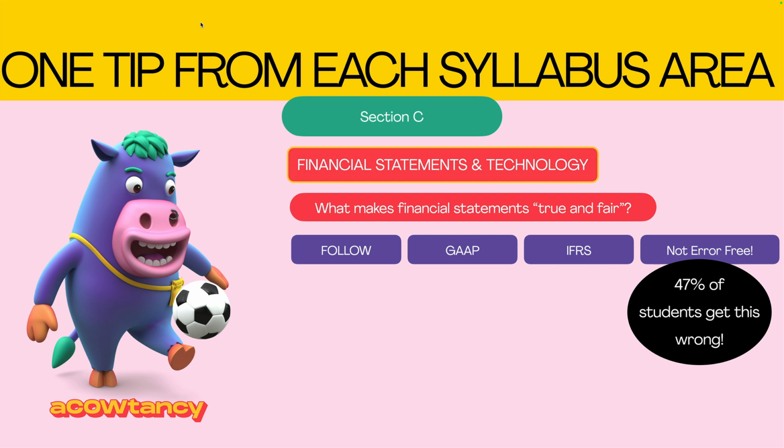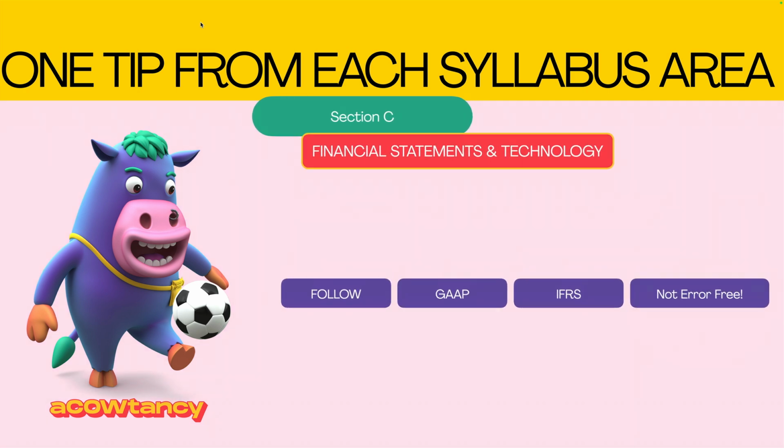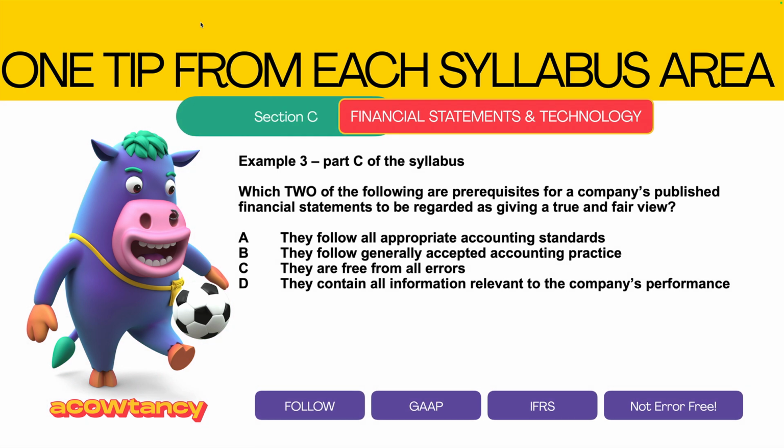47% of students get this wrong. This is how you become one who gets it right. Let's have a look at the question then from 2024. It says, which two of the following will help you give a true and fair view?